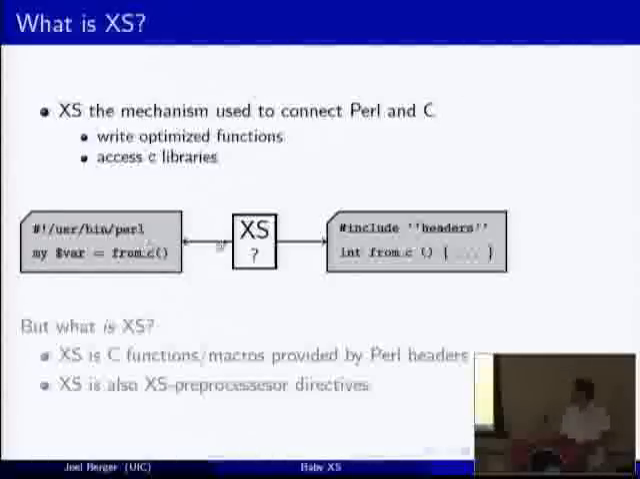So for now, you know Perl, you know C, but XS is this little black box that lets them talk to each other. You might want to do that to write optimized functions. You might want to wrap some C libraries. You may have other reasons to do it. But what is XS? It's not just this black box. It's C functions and macros provided by the Perl headers that you'll put into your XS file. Henceforth, we'll call that the C API. I should have written that in my talk, but we only discovered that phraseology late last night.